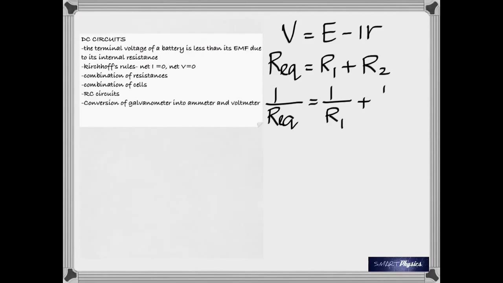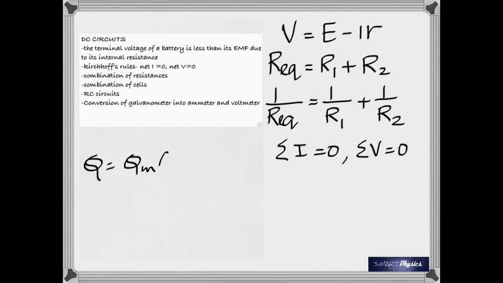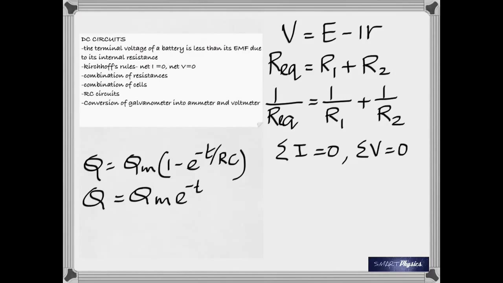But this formula works for any number of resistances in parallel. Kirchhoff's current rule and the loop rule. In an RC circuit, this is the equation for charging of the capacitor through a resistance. And this is the equation for discharge. The same formulas can be used to find the voltage across the capacitor plates. Time constant of an RC circuit is just the product of the resistance and the capacitance.